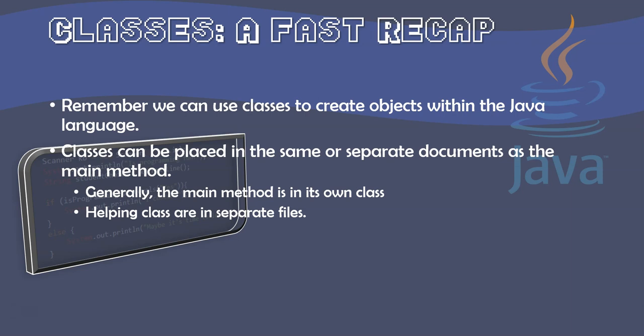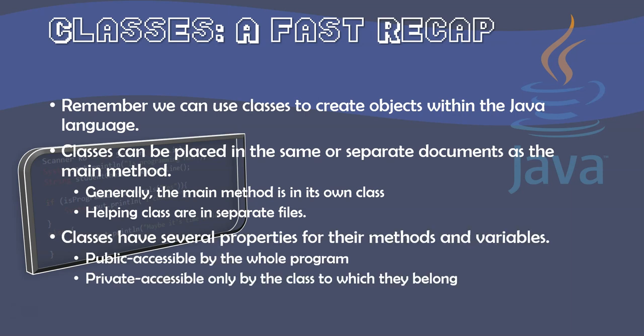So we saw this before when we looked at things like employee and date, when we have those different objects where they're going to behave in different ways. Now, classes, of course, have several properties for their methods and variables. One of the most important things we have to remember are those things that are public, which are accessible by the whole program, and things that are private, which are accessible only by the class to which they belong. There are other levels of access, but these two are probably going to be the most important ones that we work with.